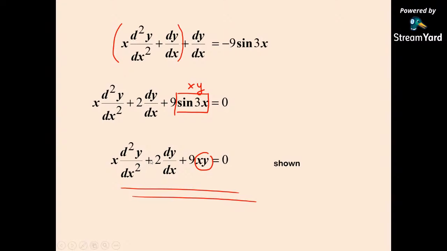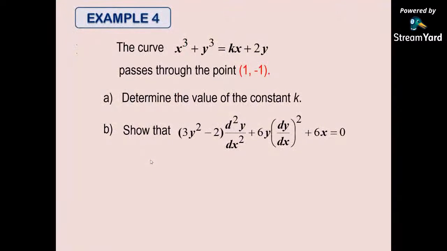Okay. Next. Let us proceed with the last question for today. Example 4. The curve x square plus y square equal to kx plus 2y passes through the point 1 and negative 1. So I know it passes through the point x equal to 1, y equal to negative 1. Okay, so now determine the value of the constant k.